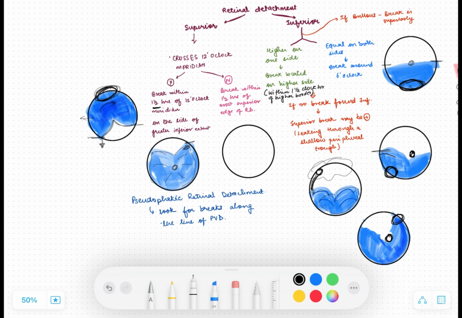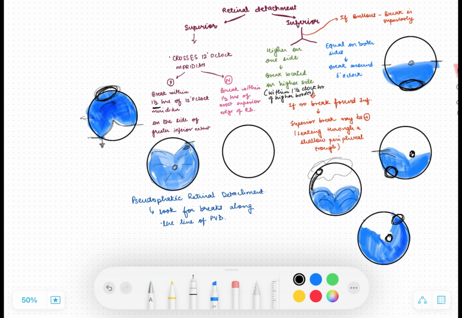Second situation, if you have a superior retinal detachment which is not crossing the 12 o'clock meridian, then the break is going to be within 1.5 hours of the superiormost edge of the retinal detachment. This was for superior retinal detachment.